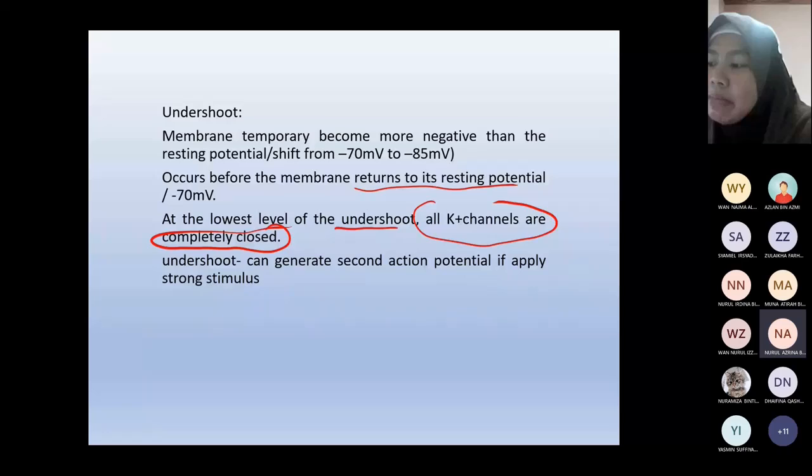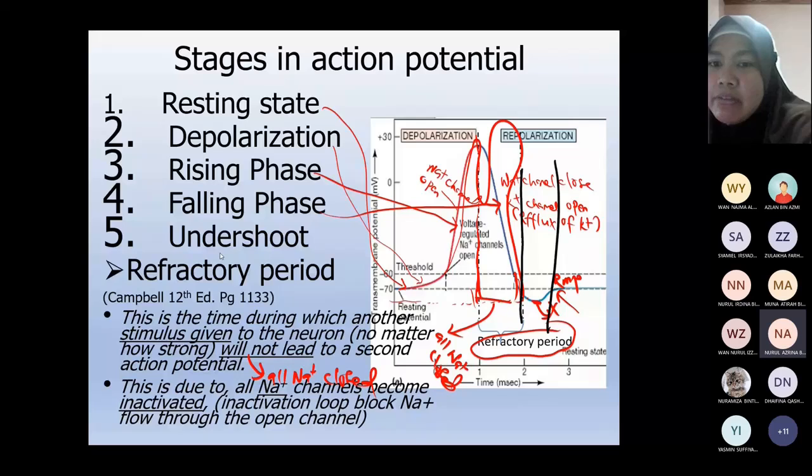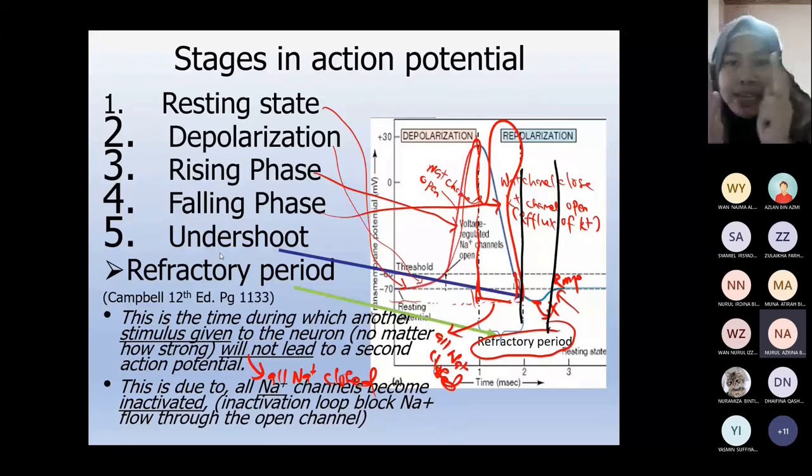So meaning that, from here, let me use another color. From here to here, you can see from the two black lines, that is the undershoot area. So during that point, if you have a very strong stimulus, you might have a second action potential, but not during the refractory period.